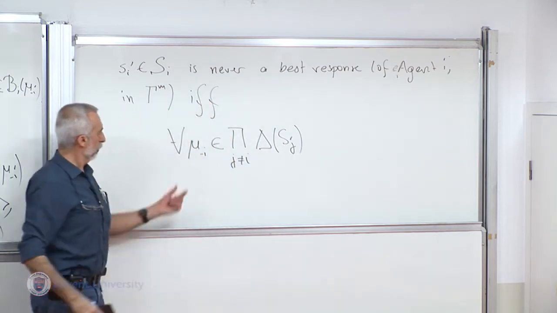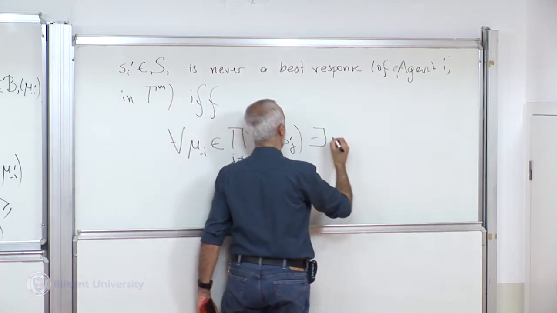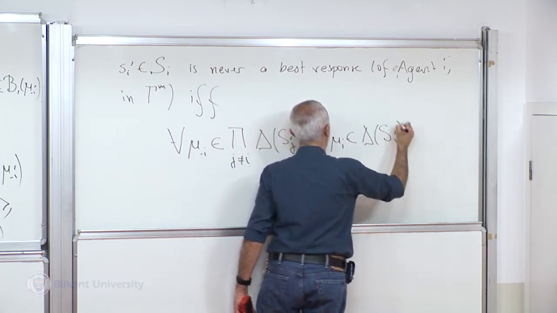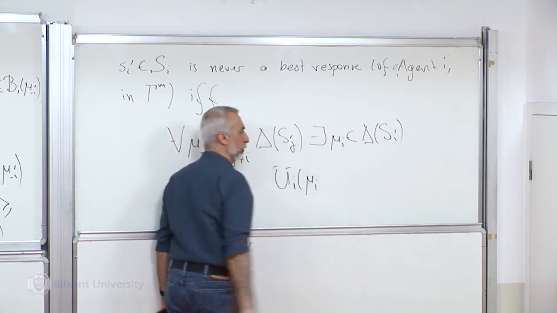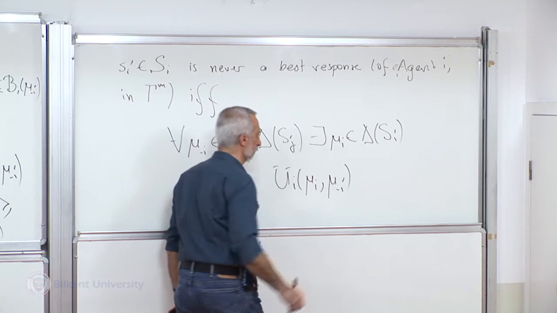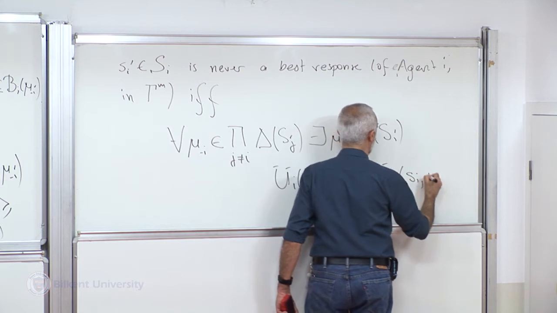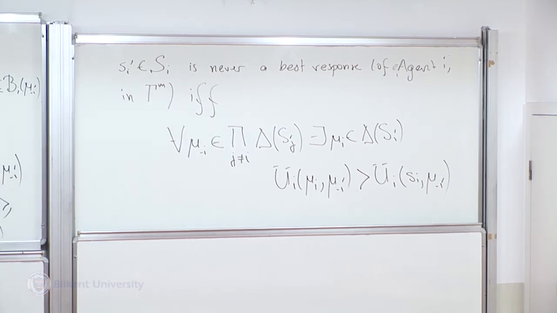Okay. So for any mixed strategy profile of the opponents, there exists a mixed strategy of player I such that the expected payoff agent I gets by playing the mixed strategy mu I, given that his opponents are playing according to mu minus I, is greater than the expected payoff that he would get by playing SI, given that his opponents are playing according to mu minus I. Okay? That's what we understand from never best response. Okay? So far, so good?